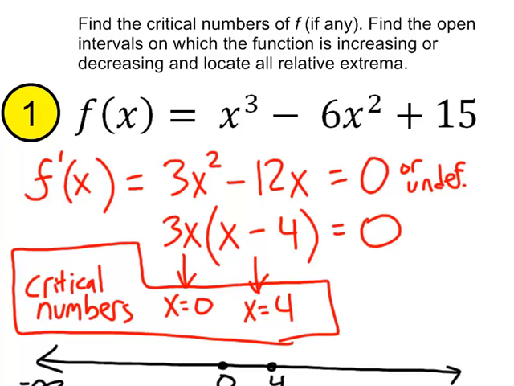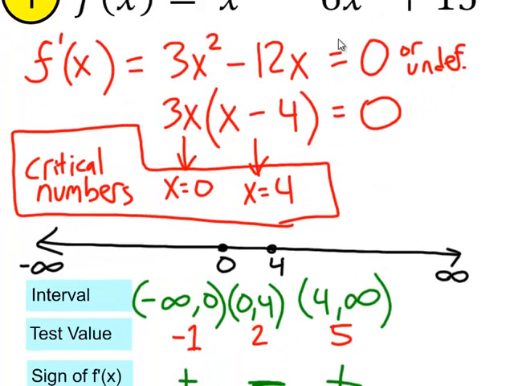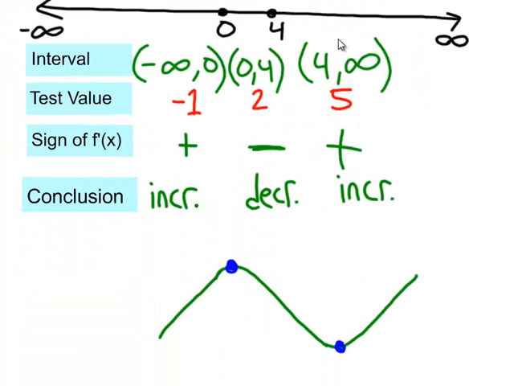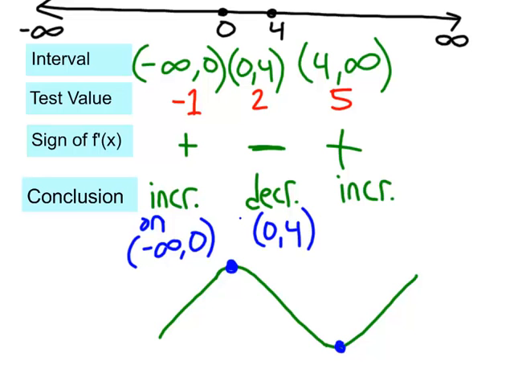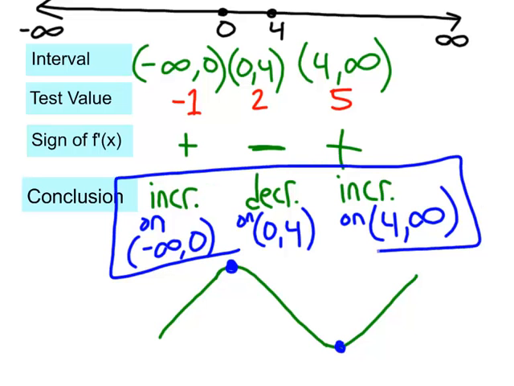Okay, so we were to find the intervals on which the function is increasing or decreasing. So as a formality, I'll say increasing on, and I'll just copy this here, negative infinity to 0, decreasing from 0 to 4, and then increasing again on the interval from 4 to infinity. That's part of my answer, the conclusion there.